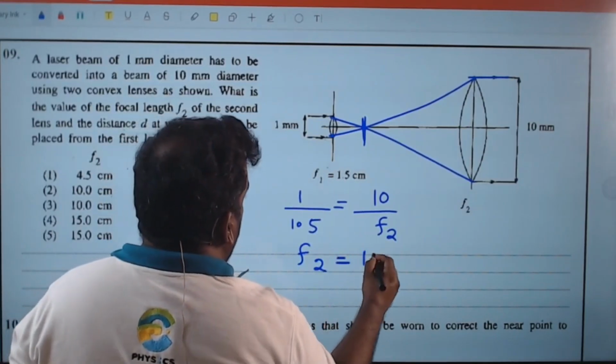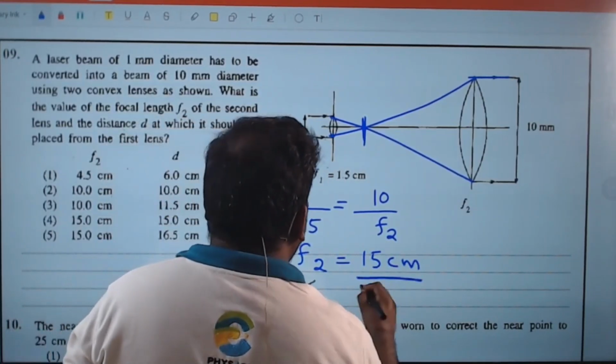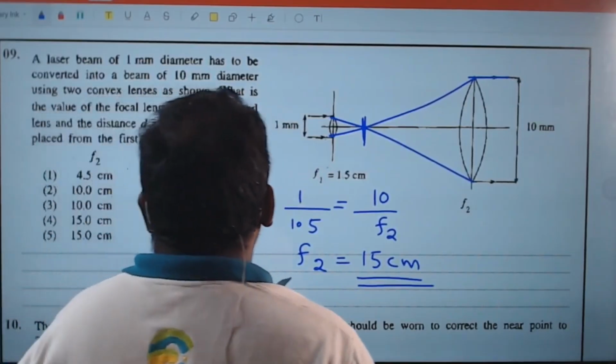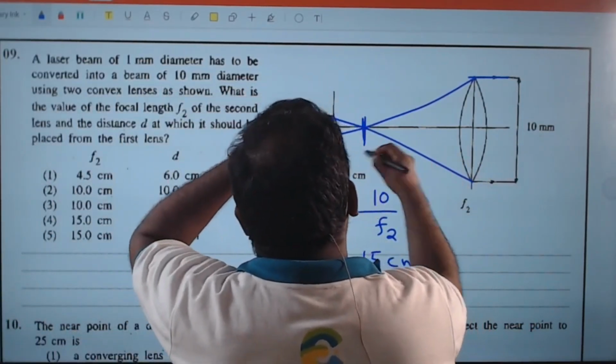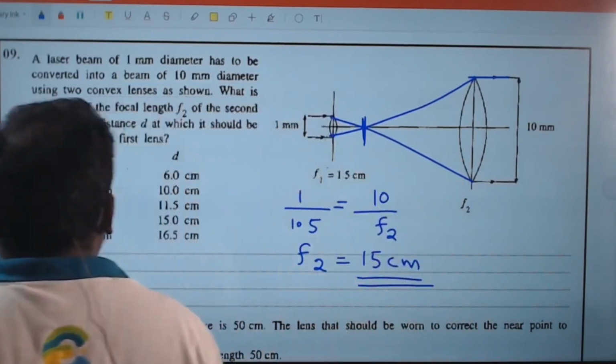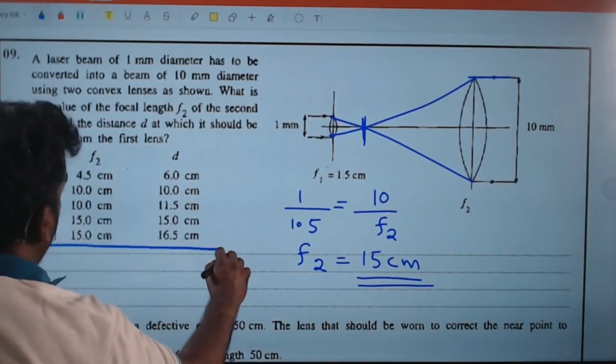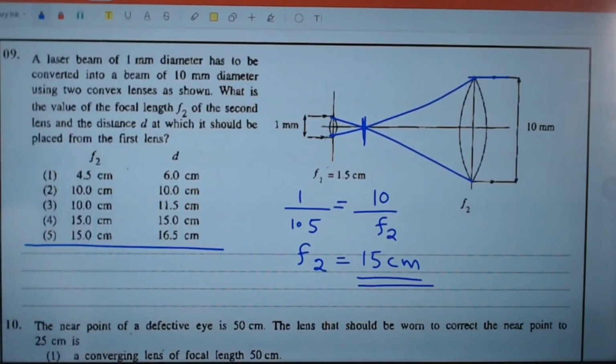F2 is equal to 15 centimeters. The distance between them is 15 plus 1, 16.5. So 15 centimeters, 16.5. Correct answer, answer number 5.